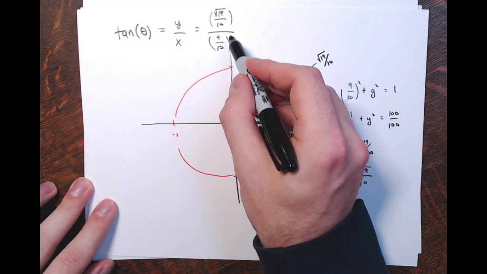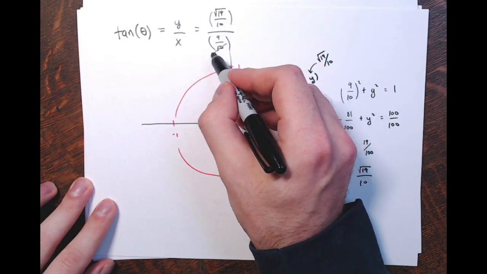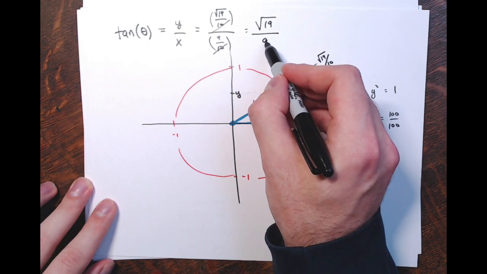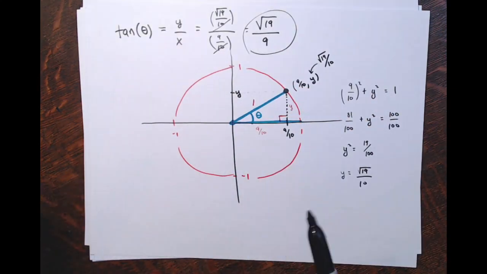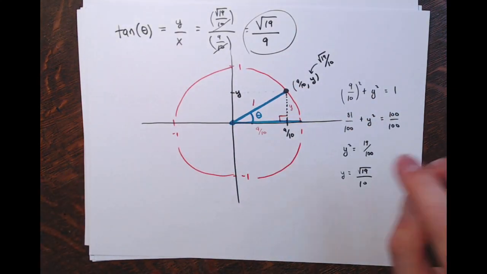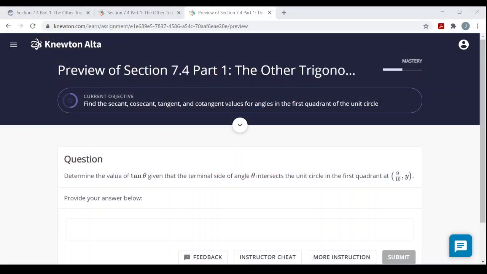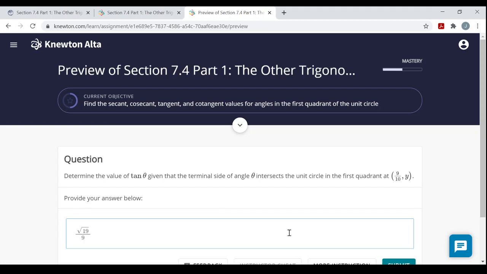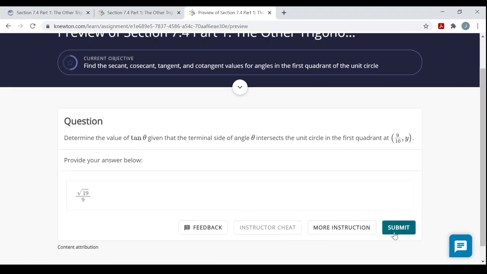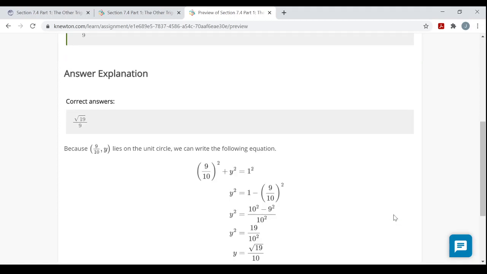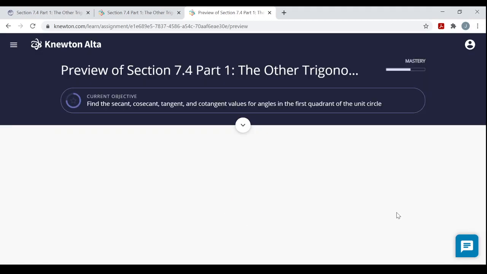And if I simply multiply the top and bottom by 10, the 10s will cancel. And I have the square root of 19 in the numerator, and then 9 in the denominator, and we're entering it as a fraction. So the tangent of this angle that was drawn here is the square root of 19 divided by 9. And that's what we'll enter. I'll just hit the cheat because that's what's going to pop up. Let's see, square root of 19 divided by 9. All right, let me continue on.